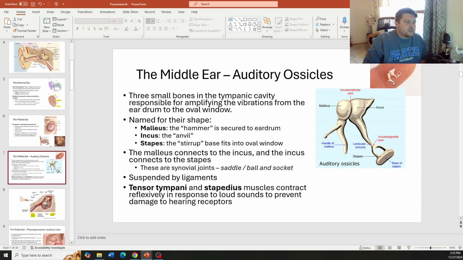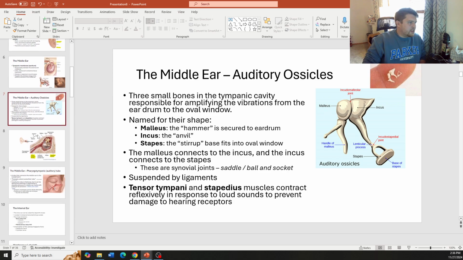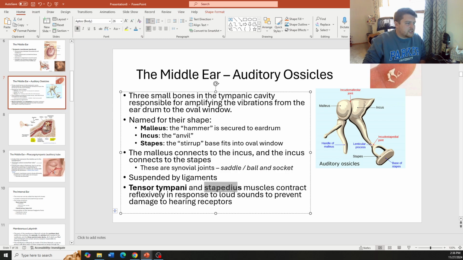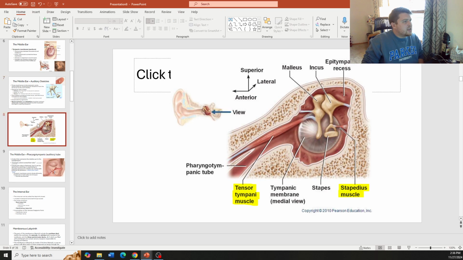As well, these bones are connected through synovial joints. The incus and stapes have a ball and socket joint, and then the malleus and the incus have a saddle type joint, which I think is really kind of cool. These are all suspended by ligaments, and then they also have these two muscles, the tensor tympani and the stapedius muscle, which contract, especially when there's loud sounds, to prevent hearing damage.